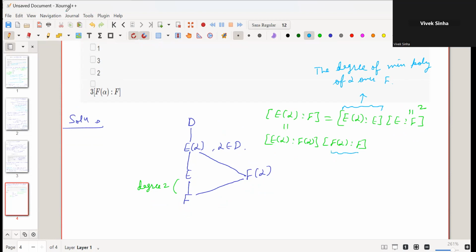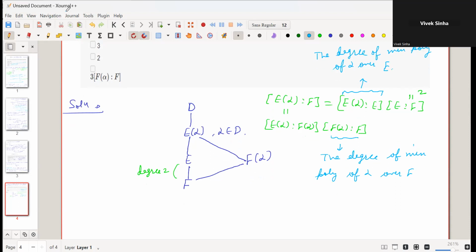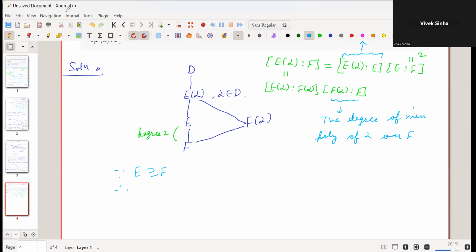And what is F alpha over F? This is the degree of the minimal polynomial of alpha over F. Here we have E, right? Okay. Now since E contains F, therefore the degree of E alpha over E has to be less than or equal to the degree of F alpha over F.